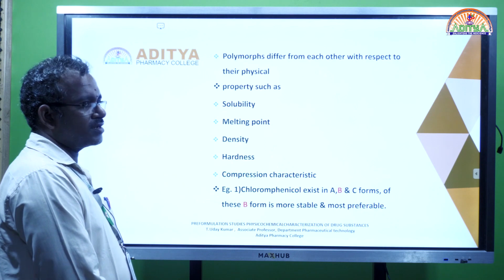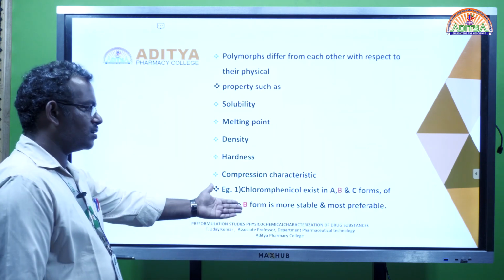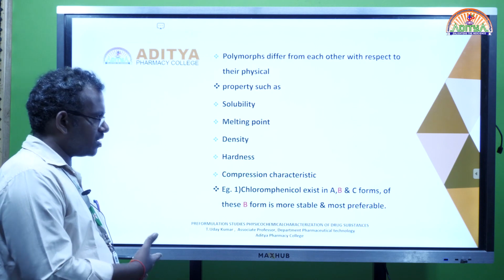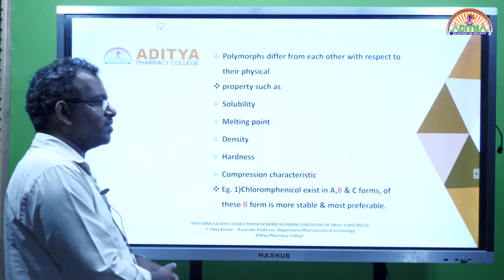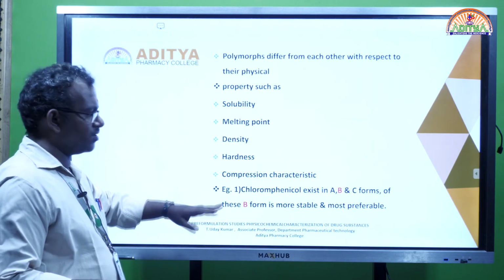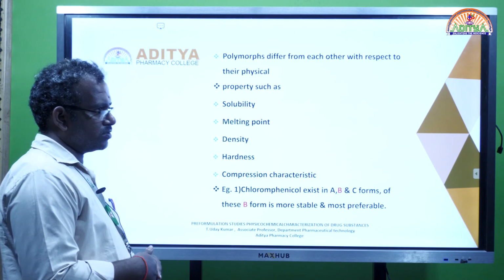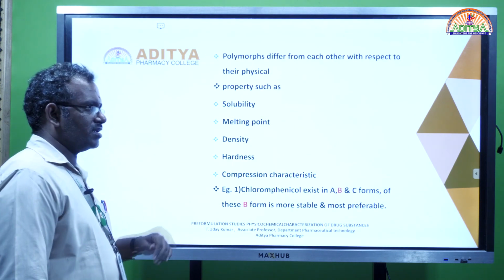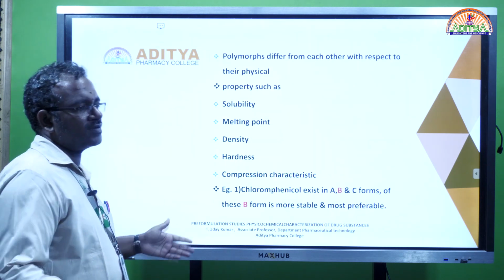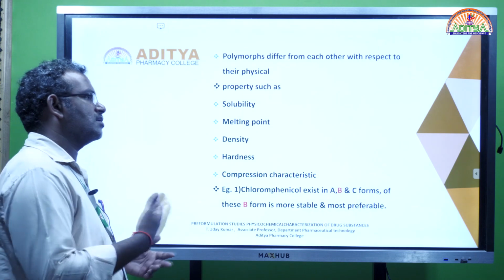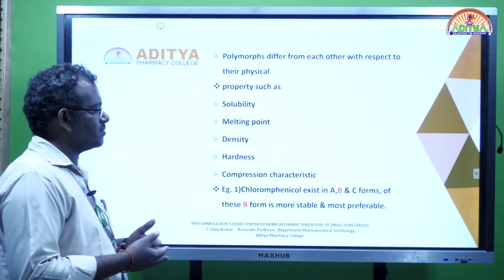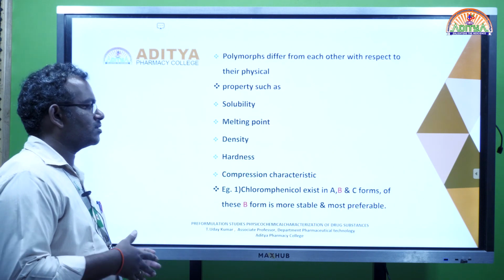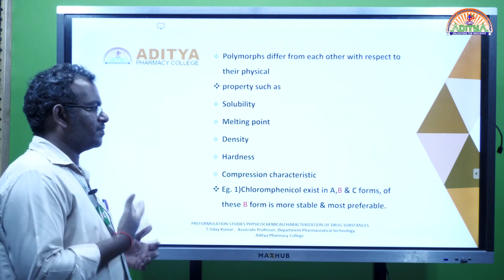One example I am going to give here: chloramphenicol is available as A, B, C, but the B form is more stable when compared to A and C, so we are going to prefer the B form. Understand, poly means many forms. Even though the same substance is available in different forms, we are going to select the more stable form for our formulation purpose. How are we going to select the form? We are going to study all the properties, like solubility, melting point, density, hardness, compression characteristics, on which one form varies from another. Chloramphenicol A, B, C is available, but the B form is more suitable. Why? It is stable and highly preferable.